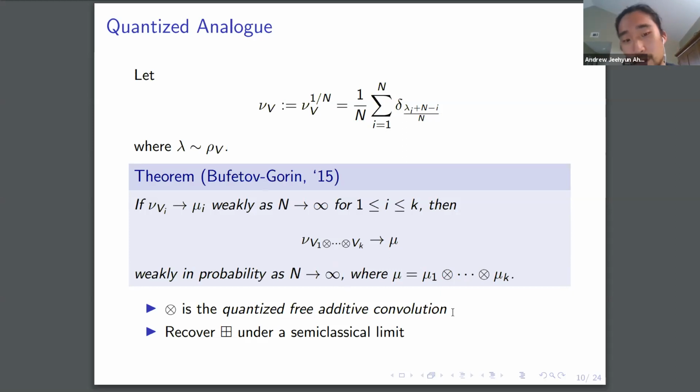One thing I will say is that this quantized free additive convolution recovers the free convolution if you take some semi-classical limit. If you somehow dilate these measures, you can recover the free convolution. Is there any question about this set of results that I just said?